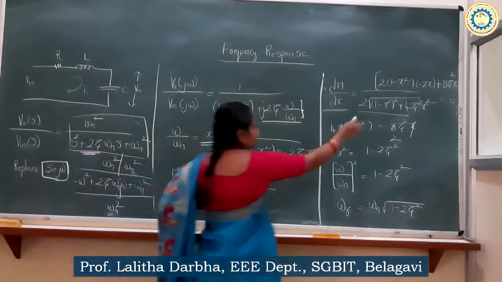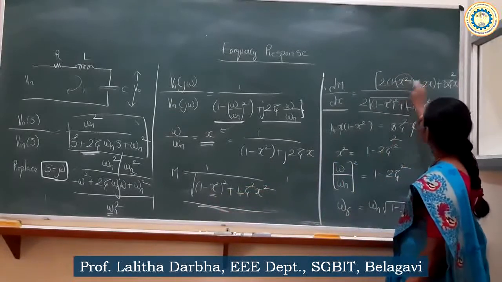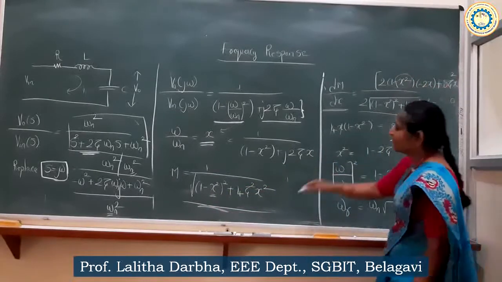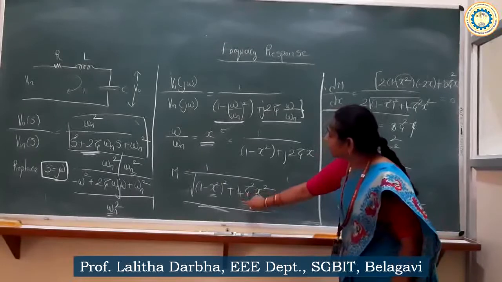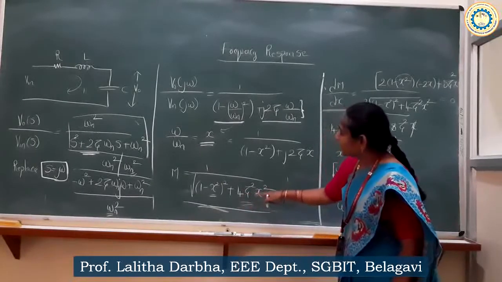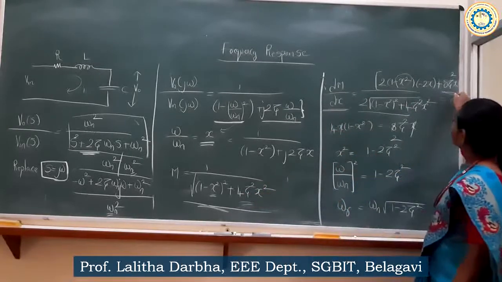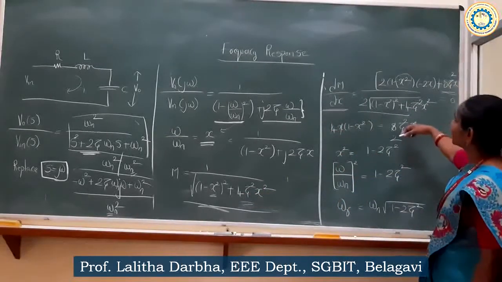So that is what I have written, 2 into 1 minus x square. After that, the derivative of this is minus 2x plus, what is the derivative of this part? 4 zeta square x square, derivative is 8 zeta square x. So that is what is written here. After this, what is the next step?